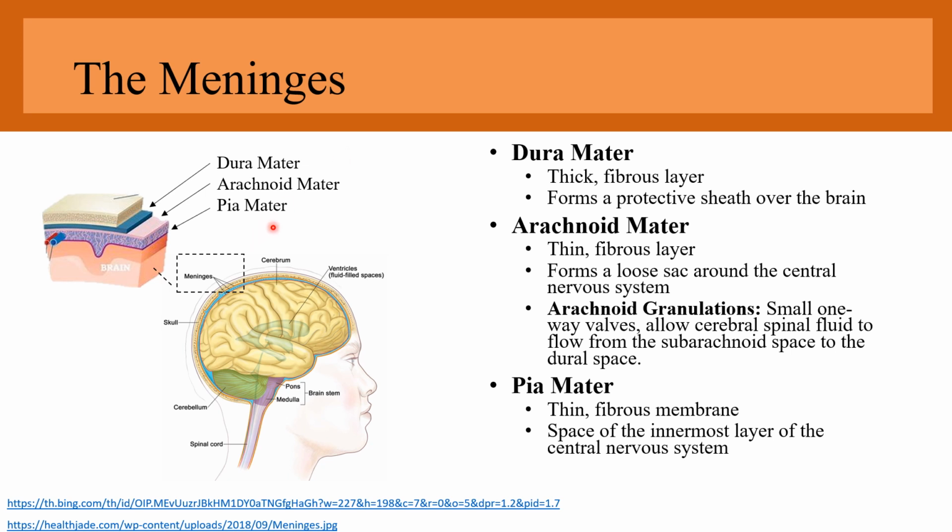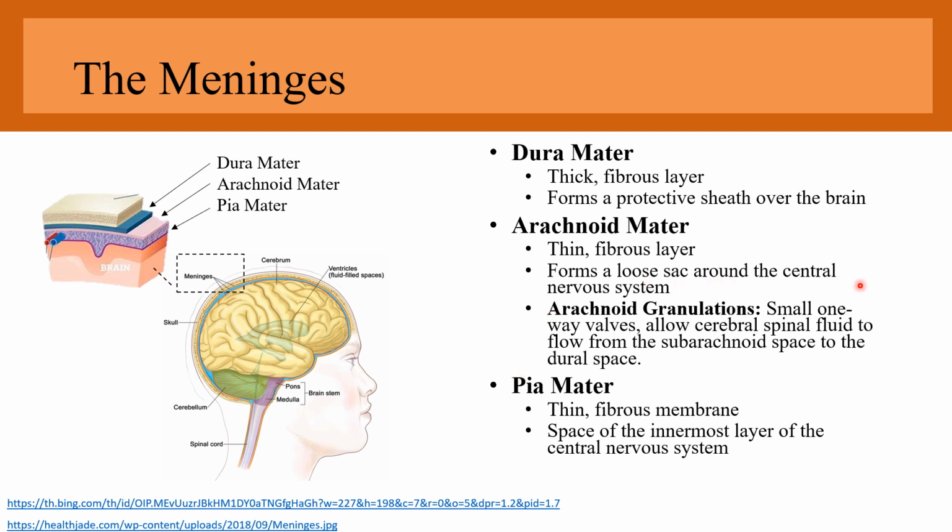The next layer is the pia mater. Now the pia mater is this dark purple line right here that separates the brain from the arachnoid space right here. This is a thin fibrous membrane. It's the innermost layer of the central nervous system.